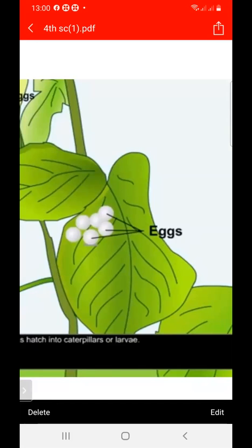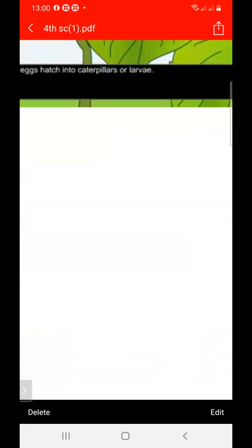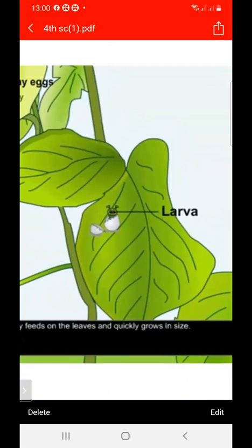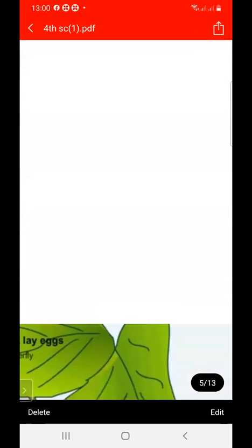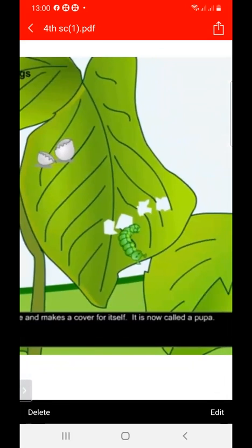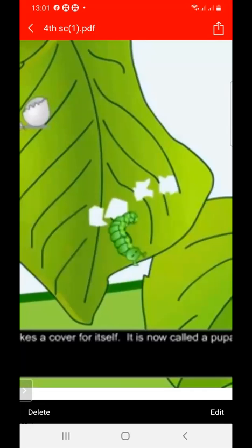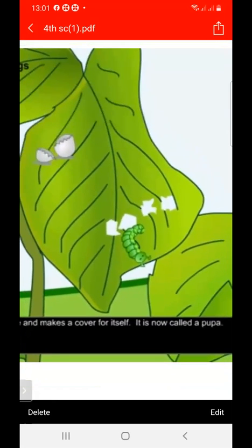Firstly, the butterfly gives egg on the leaves, and after this egg, this will change into the larva. This is the larva shown in the figure. Then the larva bursts out, and the larva grows, as shown in the figure. Firstly, they give egg, and then this will change into the larva, and then the larva grows. They will make a cover for itself.